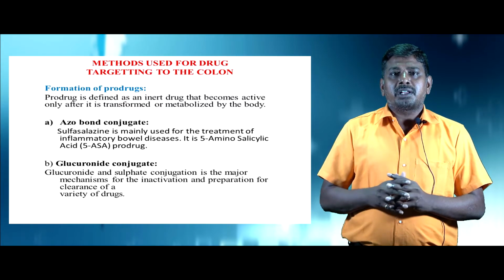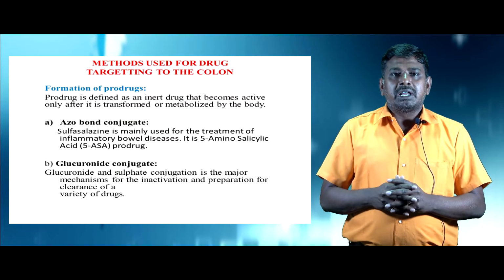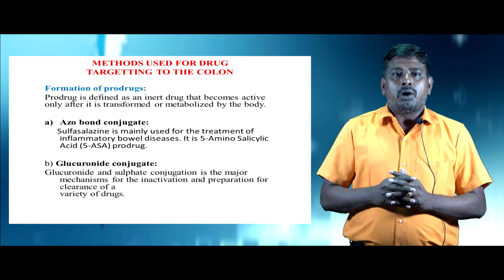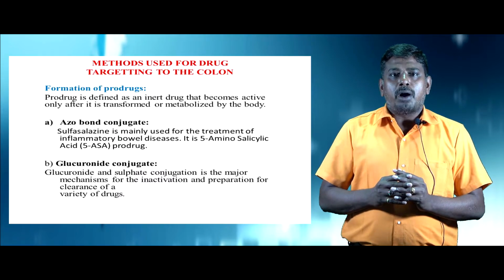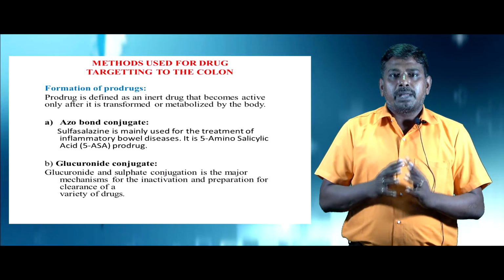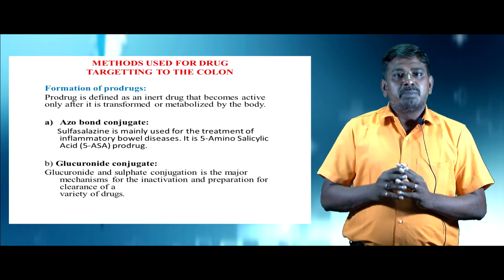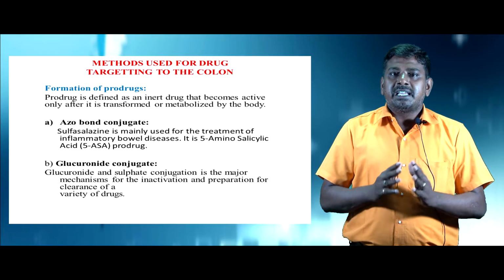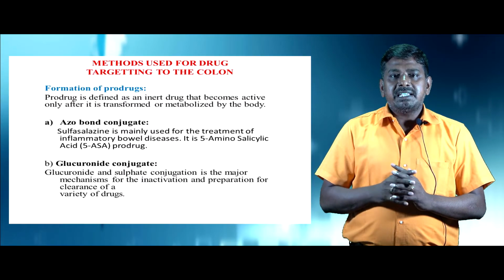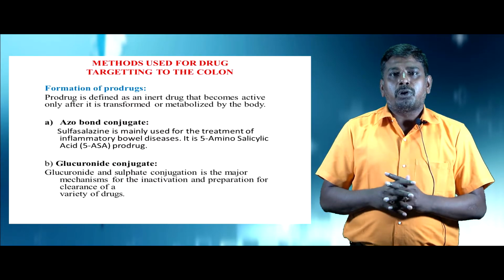What is meant by prodrugs? A prodrug is an inert drug that becomes active only after it is transformed or metabolized by the body. According to prodrugs, there are two types. The first one is azo bond conjugation. What is meant by azo bond conjugation? For example, the drug sulfasalazine is mainly used for the treatment of inflammatory bowel disease in the colon area. It releases 5-amino salicylic acid. It is one type of prodrug.